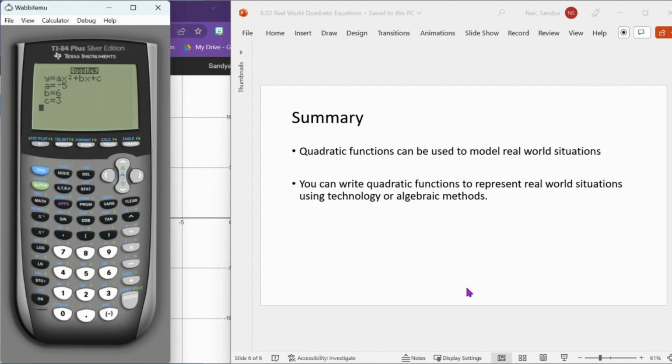So remember that quadratic functions can be used to model real-world situations. You can write quadratic functions to represent real-world situations using technology or algebraic methods.